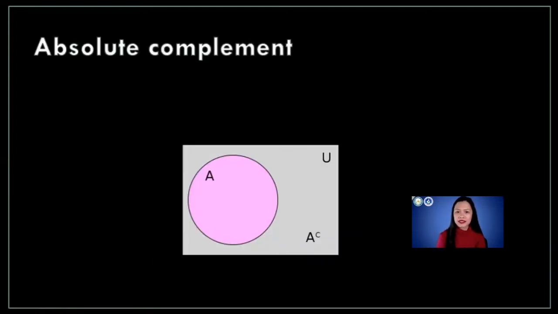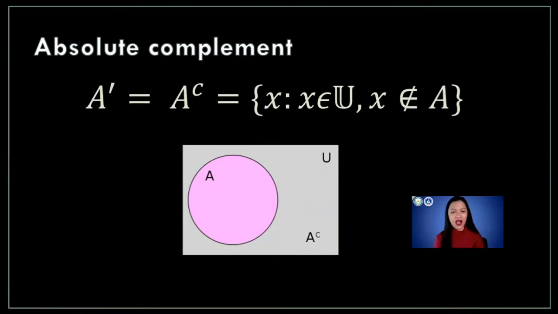Let's talk about absolute complement. These two symbols are read as A complement or the absolute complement of A. This is a set containing X such that X is an element of the universal set, but X should not be found in A. In the illustration, the region that is shaded with pink is representing the set A. The region shaded by white represents the complement of A, or the absolute complement of A.